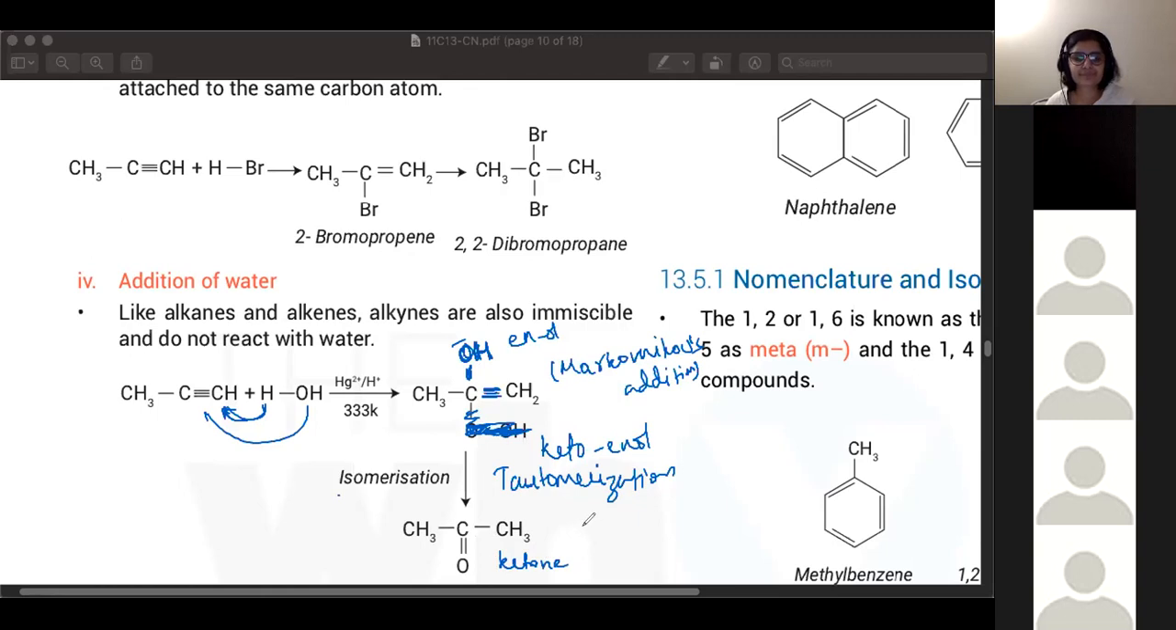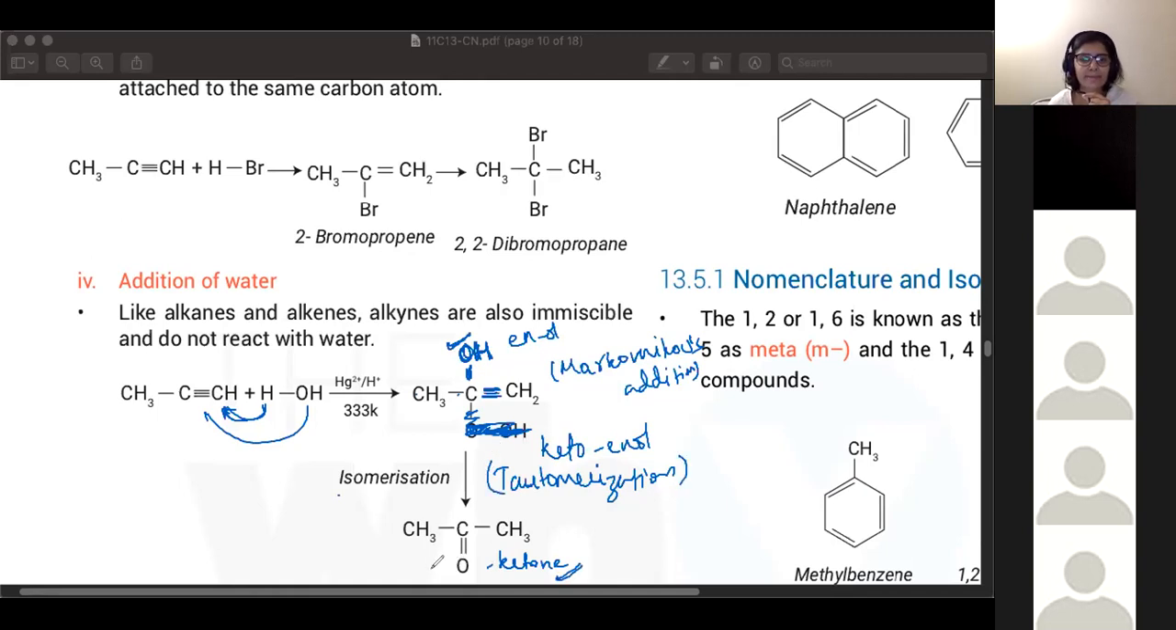What was tautomerize? I forgot. Tautomerization is nothing but the same compound rearranging itself, right? So the structure is the same, three carbons. Tautomerization is a form of isomerization in which one functional group changes into a different functional group. Here the alcohol group is rearranging to form a ketone group. So the special name given to that is tautomerization.